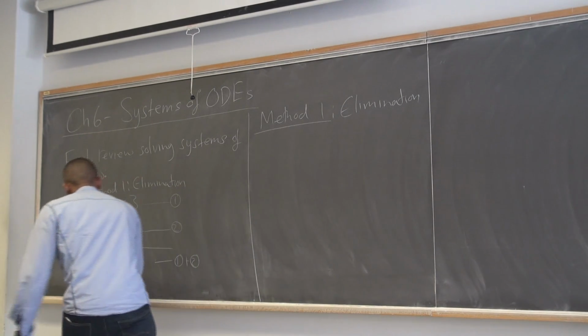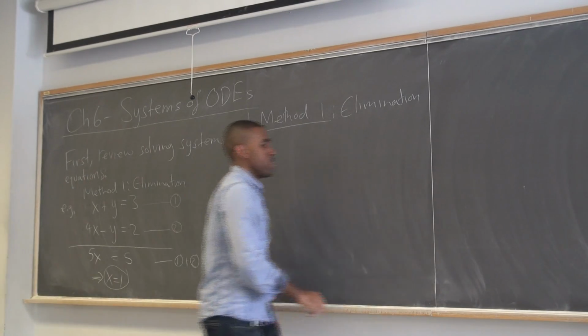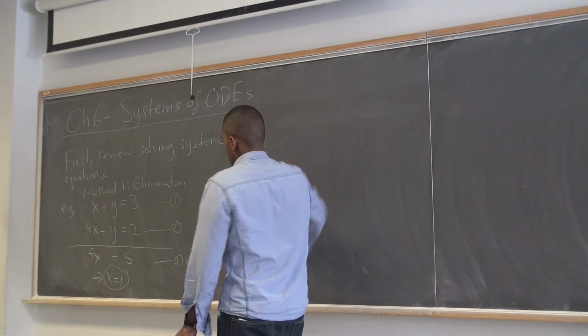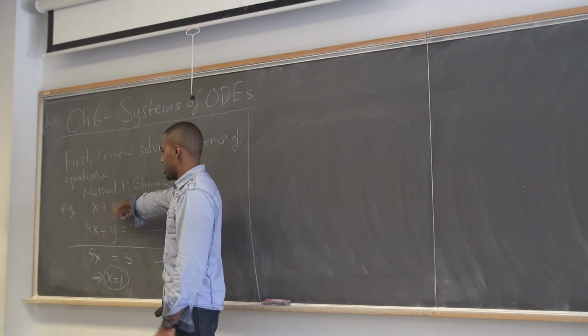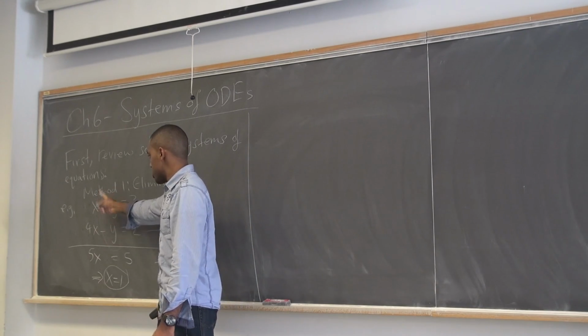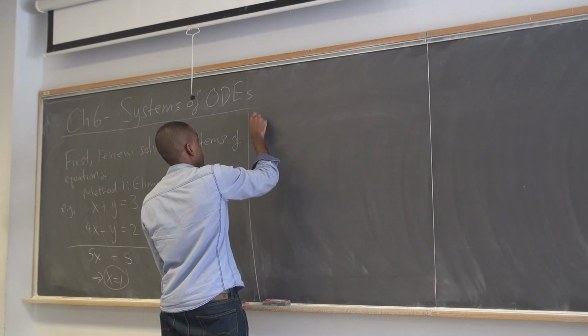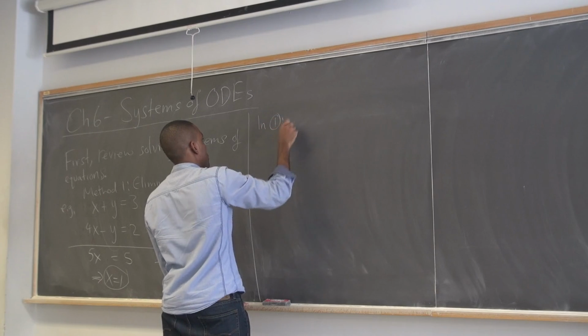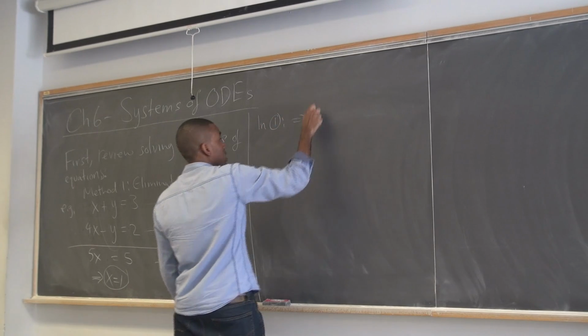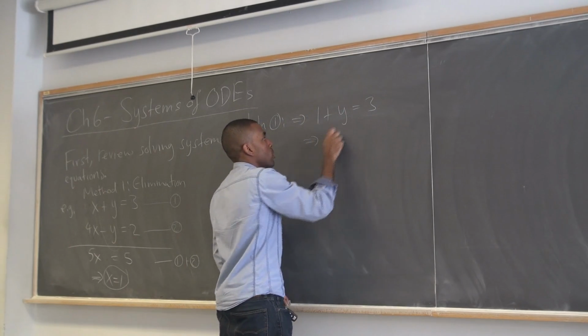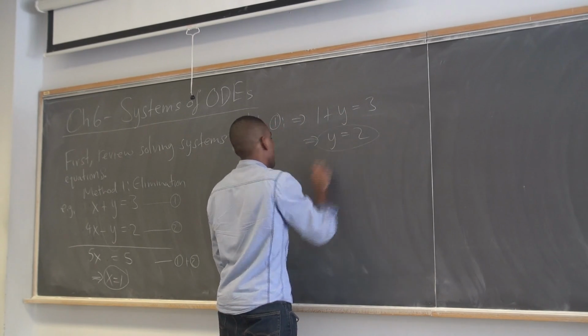And so now that I know x equals 1, how do I find the y? Right, once I find one of these guys, I can plug it into any one of these equations. I'll choose the first one because the numbers are nicer. And so in 1, this means that if I take 1 plus y, I get 3. This means y equals 2.